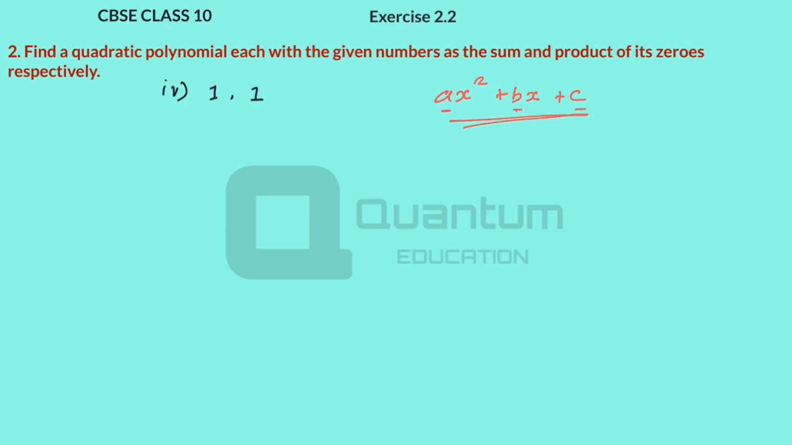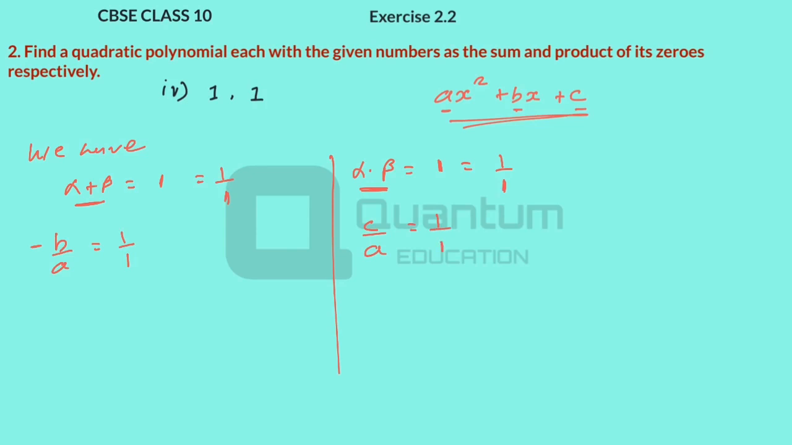So we have alpha plus beta, the sum of its zeros, that is 1, and we can write here 1 upon 1, and alpha and beta, the product of zeros, also 1, and we can write here 1 upon 1. As we know the formula, alpha plus beta is equal to minus b upon a equals 1 upon 1, and alpha times beta is equal to c upon a equals 1 upon 1. Now as we can see here, a is equal to 1, here also a is equal to 1.